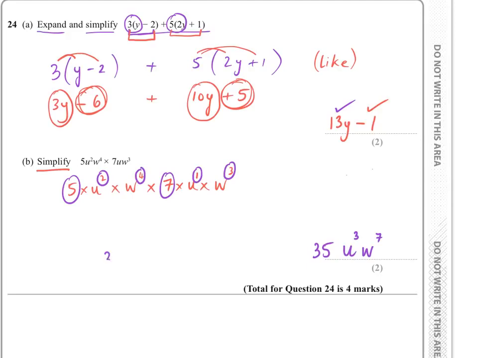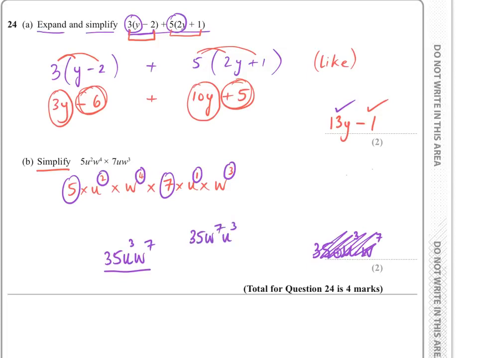Now, you would probably write these a little closer together, because you wouldn't want the examiner to think that we'd missed out a sign here or something which was wrong. So I probably wouldn't write it like that. I'd write it like this. However, you could write the answer like this: 35w to the 7, u to the 3.